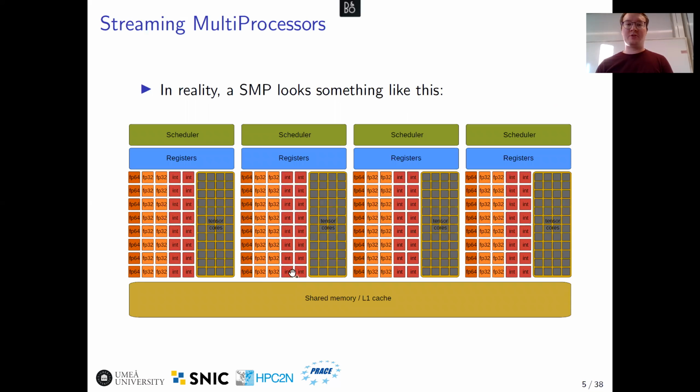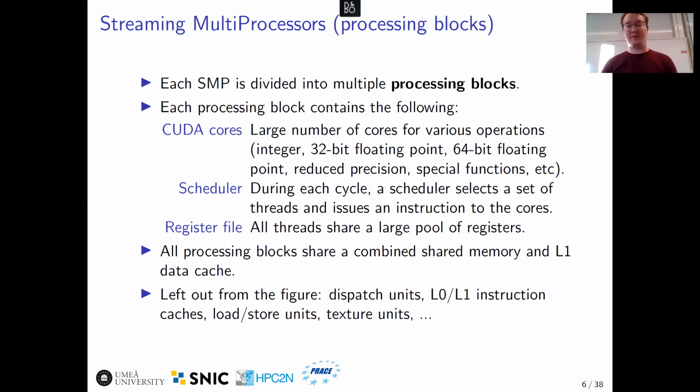But that was a little bit of a simplification, because if you actually look at the V100 GPU and look at what the SM looks like, you will get something like this. So you actually have these smaller units where you have a scheduler, you have registers, you have cores here, and then you have shared memory and L1 cache here that is shared among all these subunits. And each one of these subunits, four of them in this example, is called a processing block.